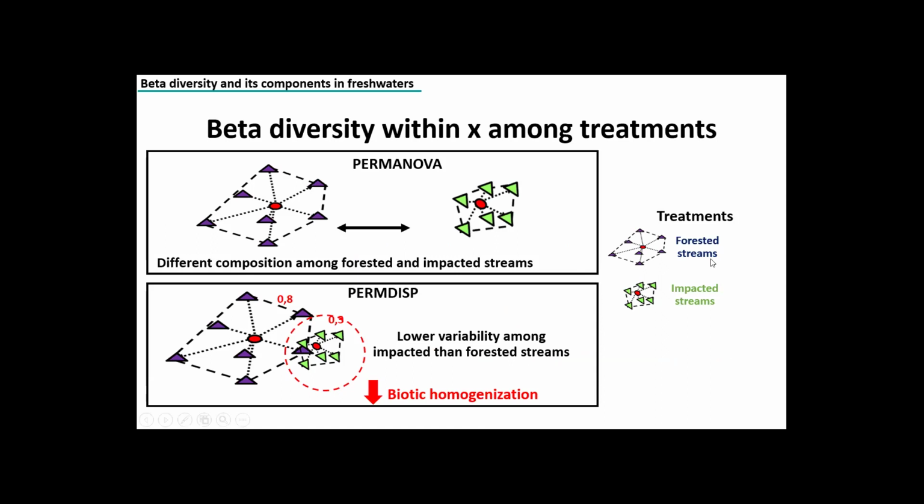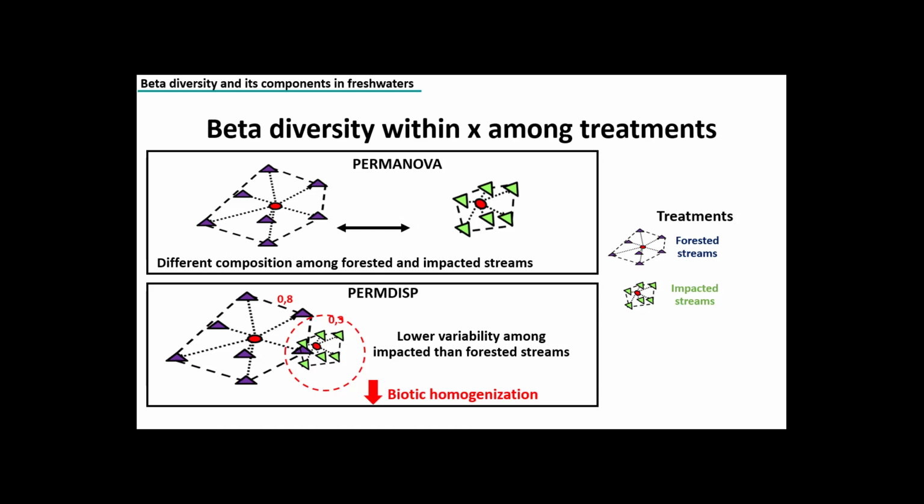Here, the species composition of forest streams, here in purple, is different from the species composition of impacted streams, here in green. This is indicated by the polygons that are distant, so the species composition is probably different.